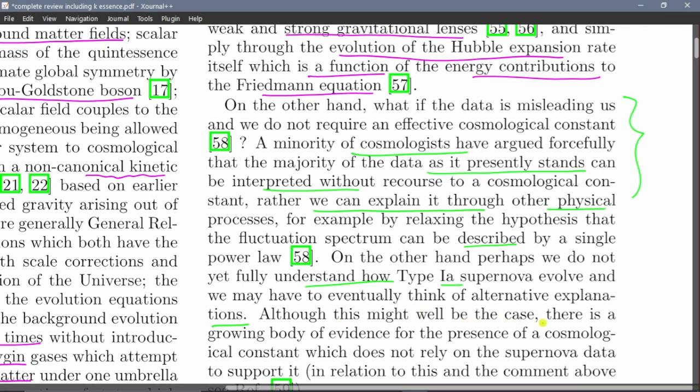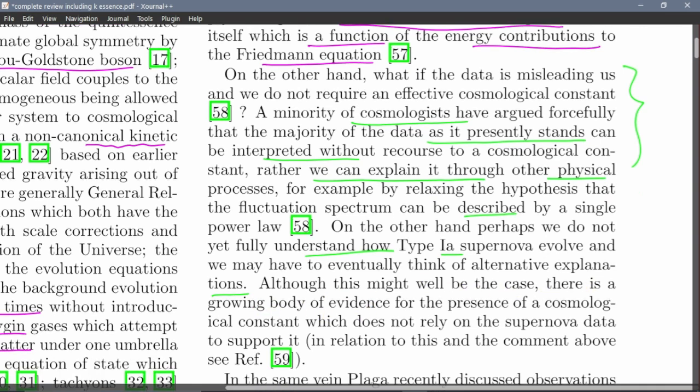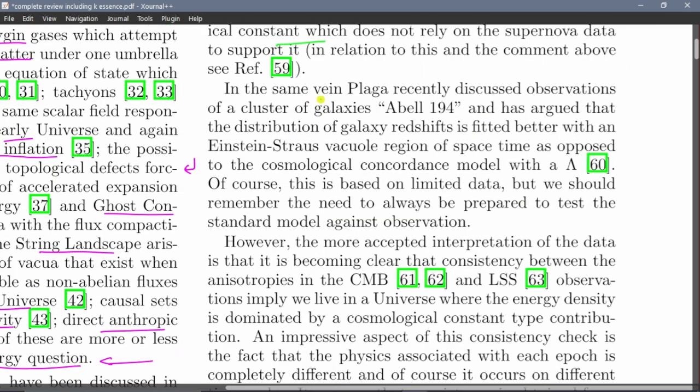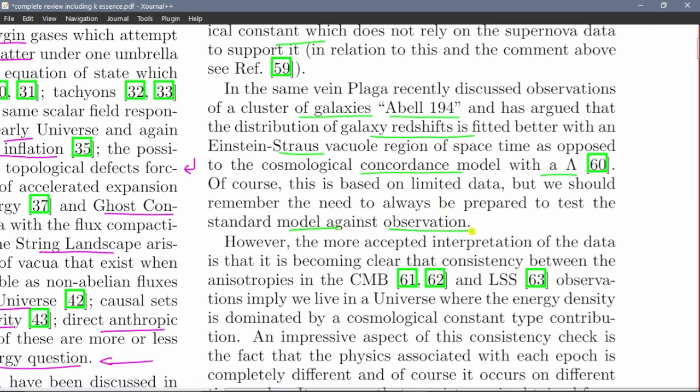Although this might well be the case, there is a growing body of evidence for the presence of a cosmological constant which does not rely on supernovae data to support it. In the same vein, Plionis recently discussed observation of the cluster of galaxies Abell 194 and has argued that the distribution of galaxy redshifts is fitted better with an Einstein-Straus vacuole region of space-time as opposed to the cosmological concordance model with a lambda. Of course, this is based on limited data, but we should remember the need to always be prepared to test the standard model against observation.